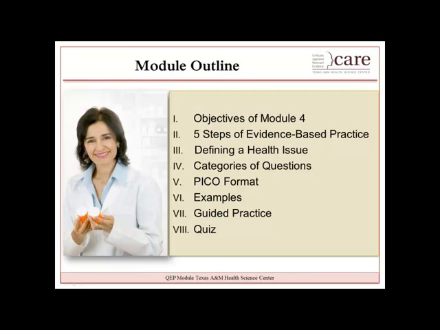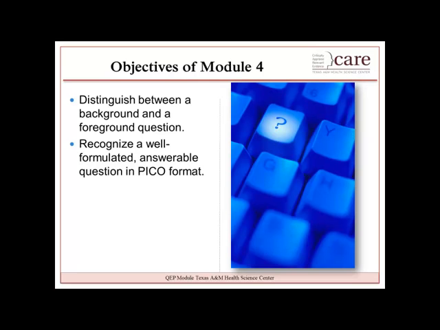Outlining this section, we will cover defining the question, categorizing that question, and practicing the PICO format to further specify research needs. There are 2 objectives for this module. First, to distinguish between a background and foreground question. Second, to recognize a well-formulated, answerable question in the PICO format.